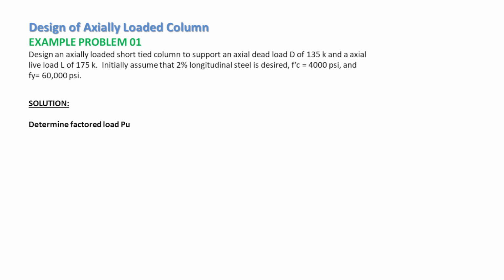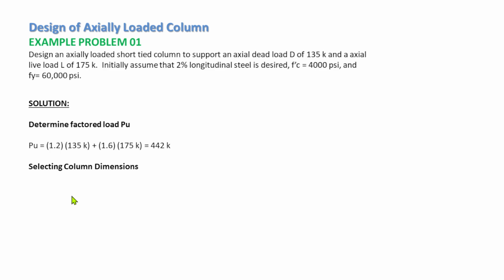So first of all, we need to determine the applied loads. We have only dead load and live load. So the formula is 1.2 times dead load, 135 kips, plus 1.6 times live load, 175 kips. The total is 442 kips. So that is our total applied factored load.